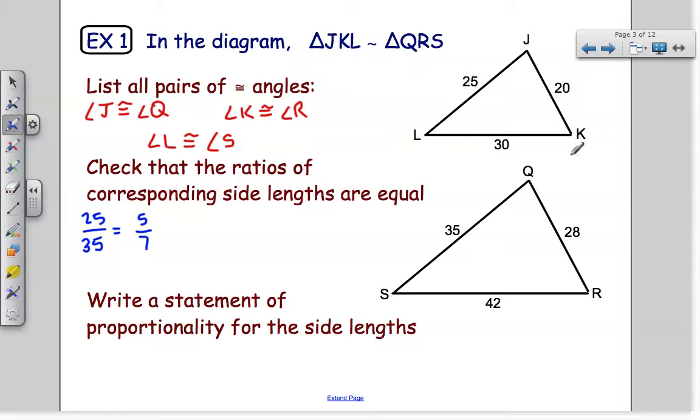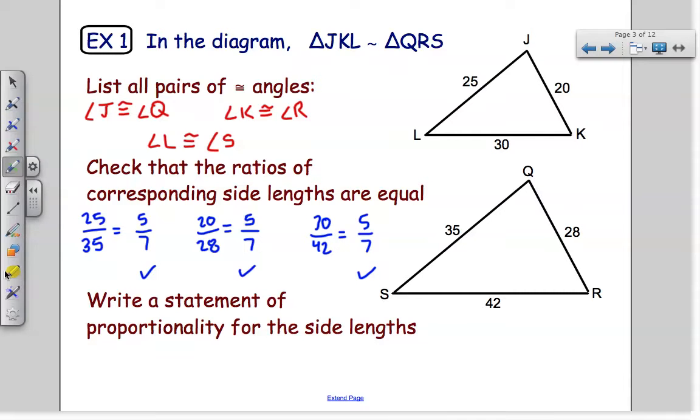Side of 20 would correspond to side of 28. Those both divide by 4. 20 divided by 4 is 5. 28 divided by 4 is 7. Good, 5 to 7 again. And finally, side of 30 corresponds to that side of 42. Divide by 6, and we get 5 and 7. So yes, the ratios of side lengths were equal. They all reduced to 5 to 7.